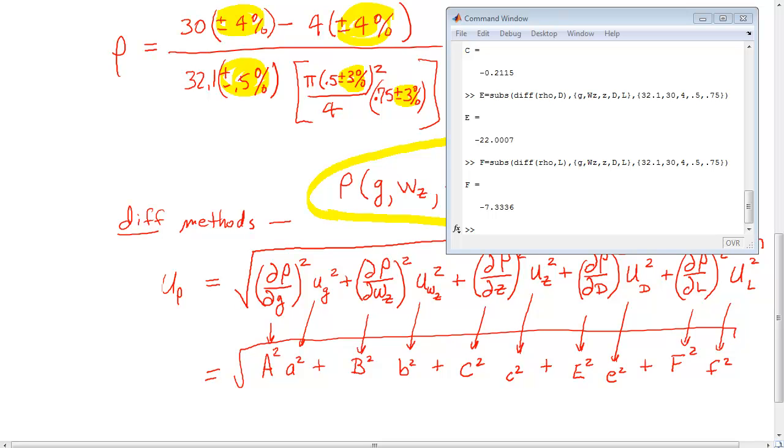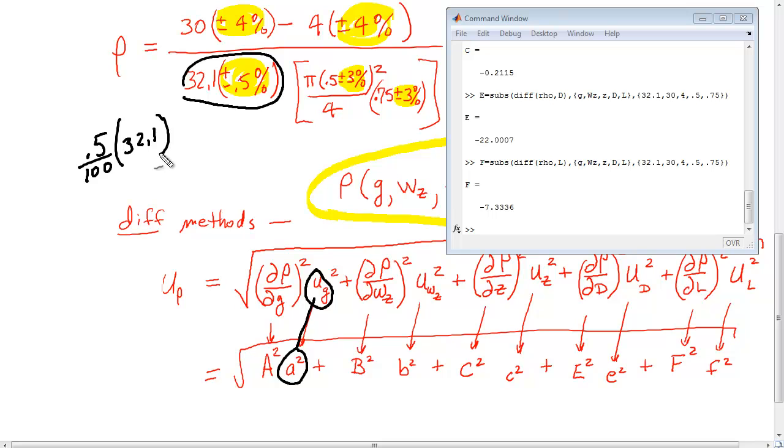Here's what I'm about to do. I'm about to determine what is A. A is nothing more than this value, the uncertainty in G. So the uncertainty in G is nothing more than 0.5% times 32.1. That's got to be the value. Then that means B is the weight. So it's 30 times 4 over 100. That's B. This is A.